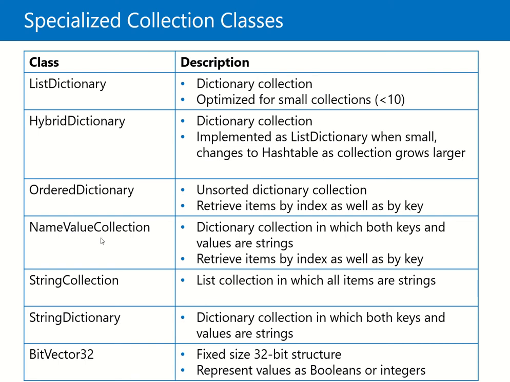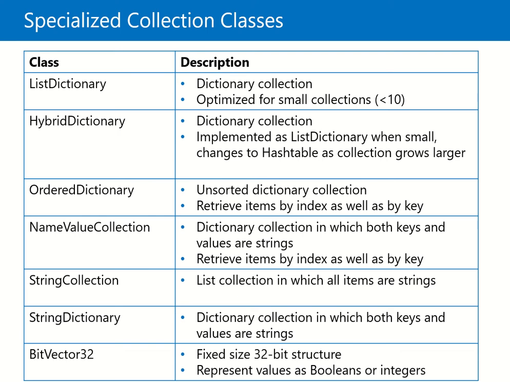The NameValueCollection is also a dictionary, which is a key value pair in which the key and the value are strings. The NameValueCollection will throw an error if you attempt to set a key that is not a string, or a value that is not a string. So if you have key value pairs that are strings, you can use the NameValueCollection.